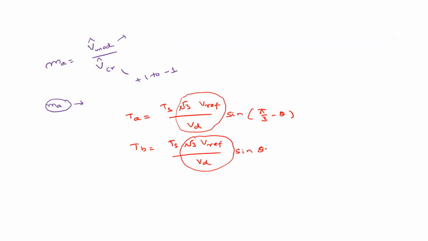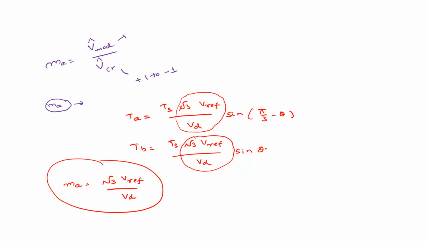From this, we can define the modulation index. This is the peak value of voltage, so that can be obtained. Therefore, we can define this MA, which is equal to root 3 V reference by VD. So MA can be defined as root 3 V reference by VD. This is how we will define this MA. This is the maximum voltage one can obtain up to that point.